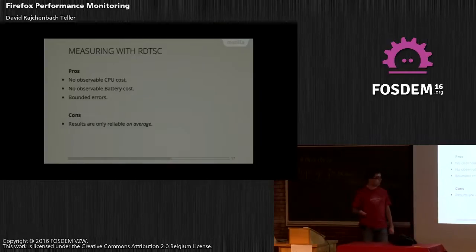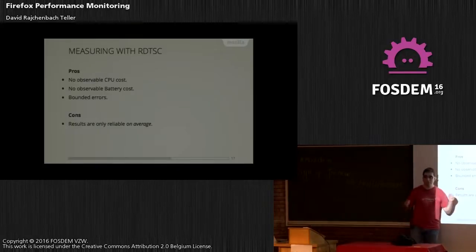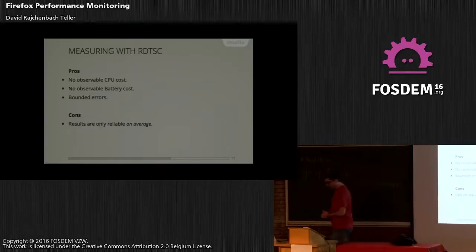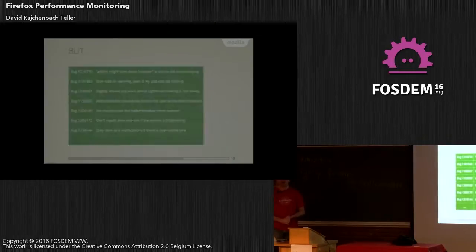So we have errors, but they're bounded. And the cons is we cannot trust each individual result. We just trust that if we average the result, then we're going to get something usable. I'm saying average, but I'm assuming. So this should answer the second question, how slow is it?